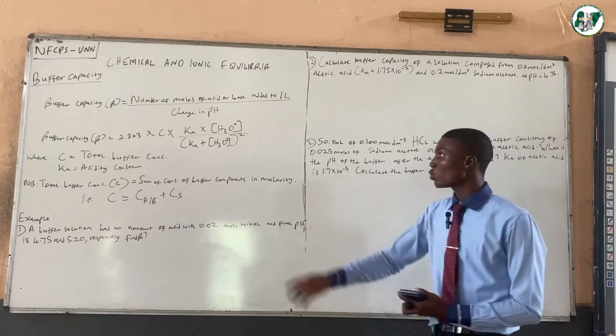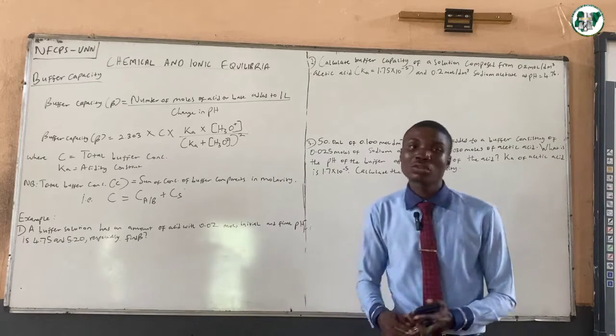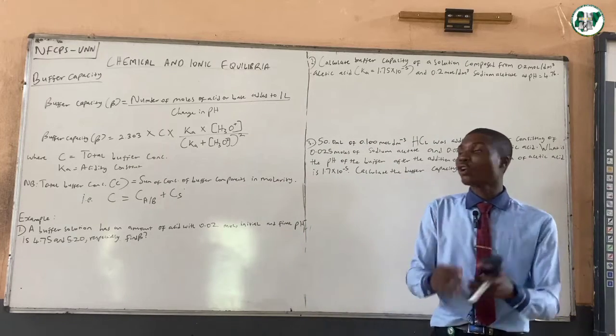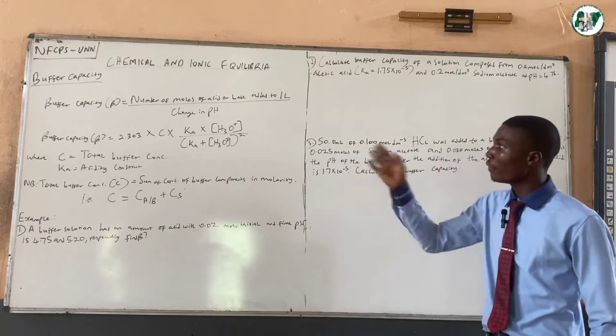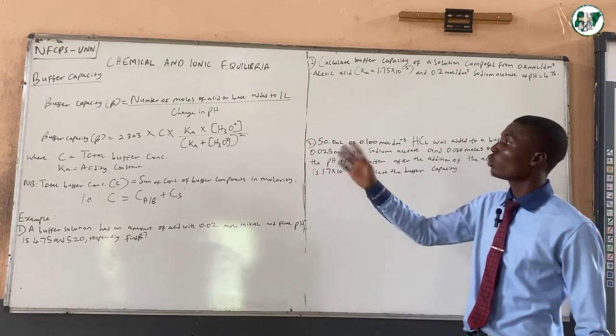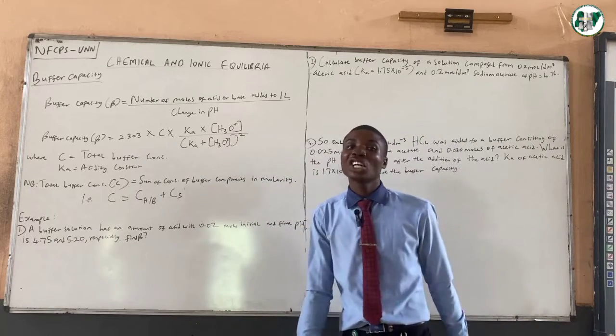Meanwhile, in this particular tutorial, we will look at the basics of the calculations, so you can tackle any problem that comes in that direction. So buffer capacity, we have two formulas here. The first formula says that buffer capacity is equal to the number of moles of acid or base added to 1 liter divided by the change in pH.